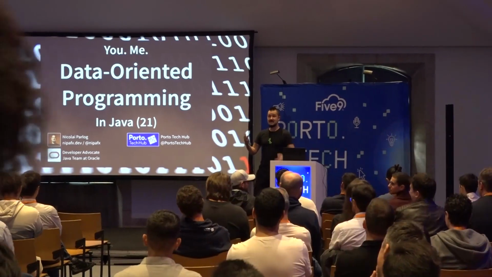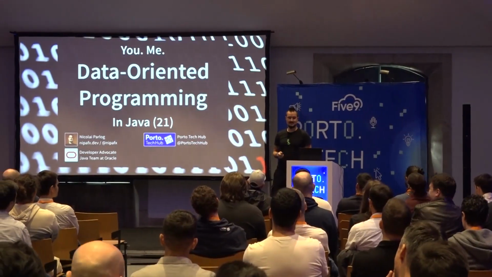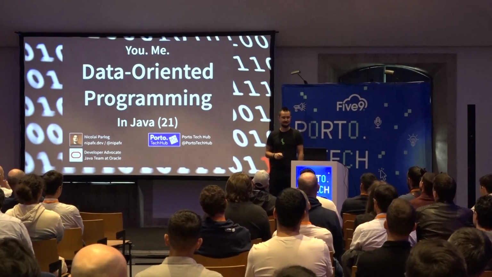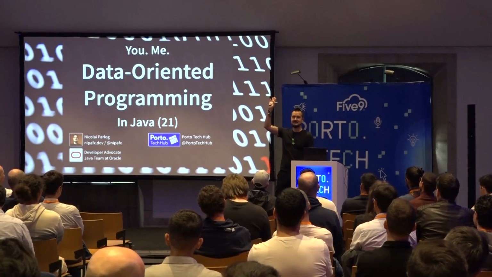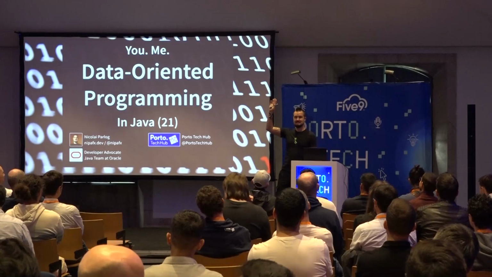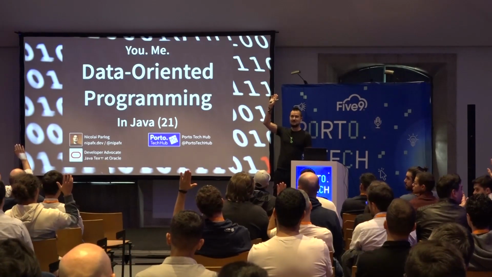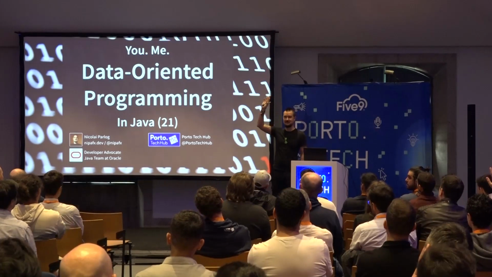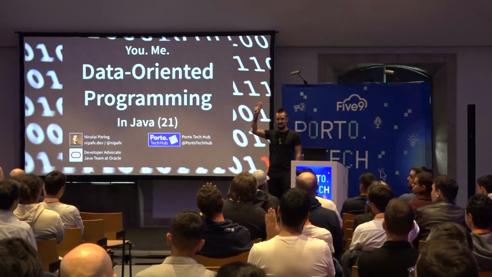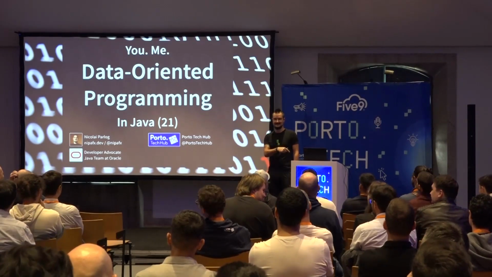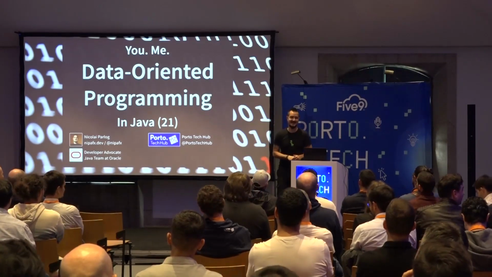Okay, so it's going to be me at data-oriented programming in Java with a strong focus on Java 21 specifically. Since I already had you raising your hands, who of you is running Java 17 in production somewhere? Who of you has Java 11 as the newest version in production? Java 8? Should I go lower? I'm going to spare you the embarrassment, okay.